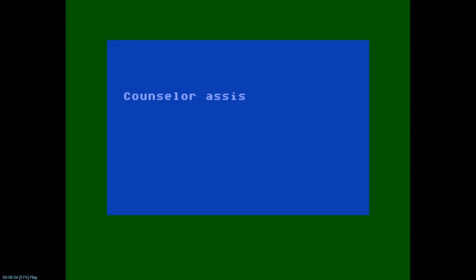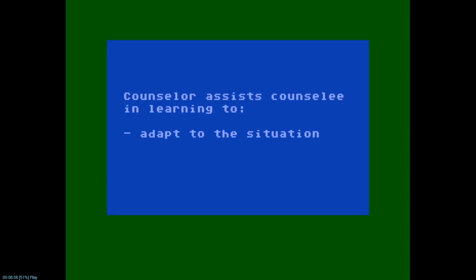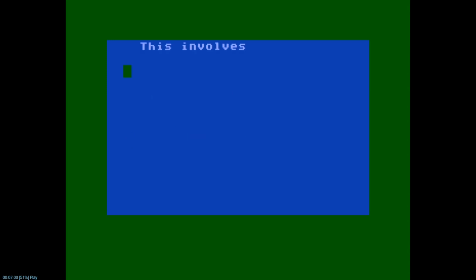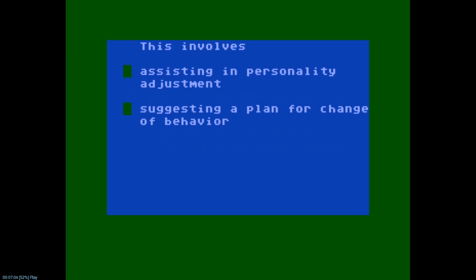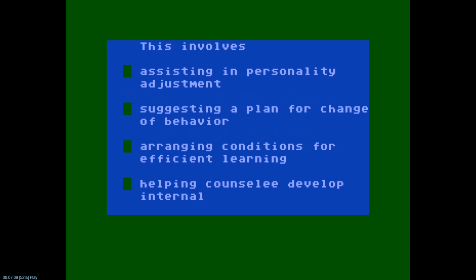The counselor assists the counselee in learning to adapt to the situation and function more effectively. This involves assisting in personality adjustment, suggesting a plan for change of behavior, arranging conditions for efficient learning, helping the counselee to develop internal resources which will solve the perceived problems.